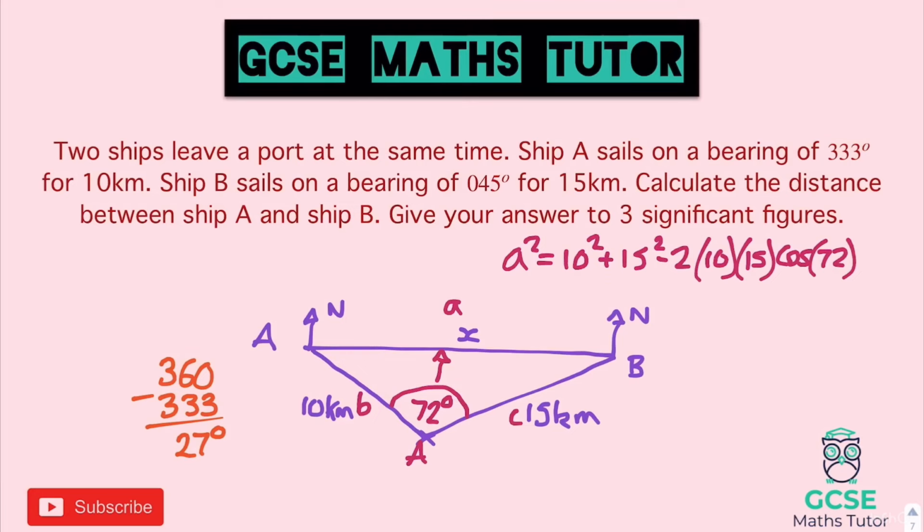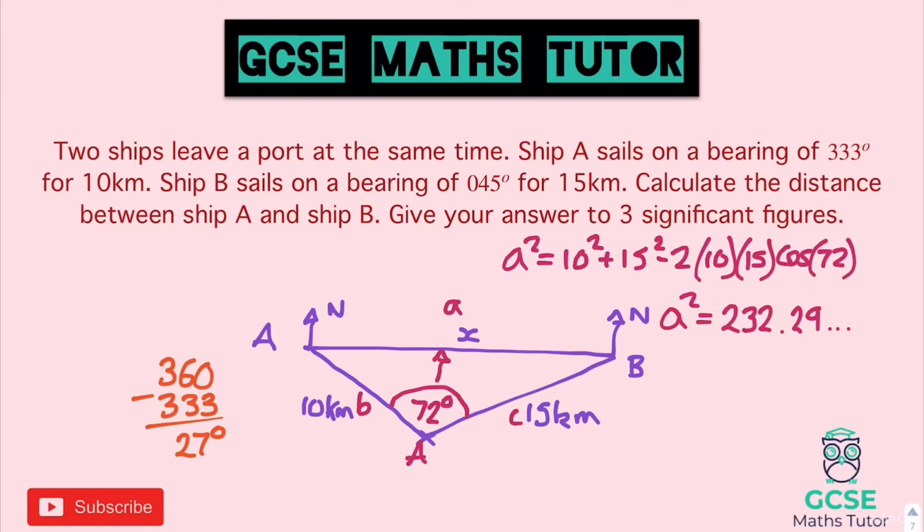There we go, so let's stick that all in the calculator. 10 squared plus 15 squared minus 2 times 10 times 15 cos 72. And we get a final answer here, so we've got A squared equals 232.29, and there's a few more decimals after that. There we go, so there's our value of A squared.